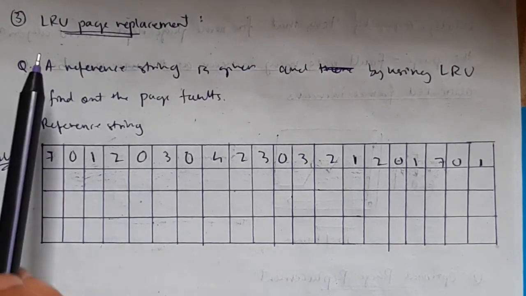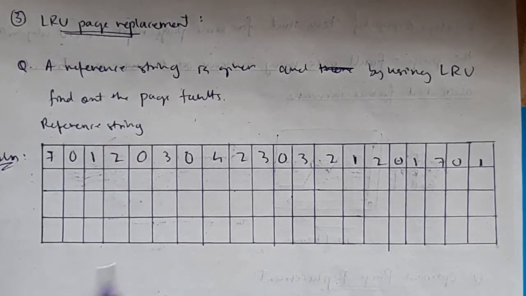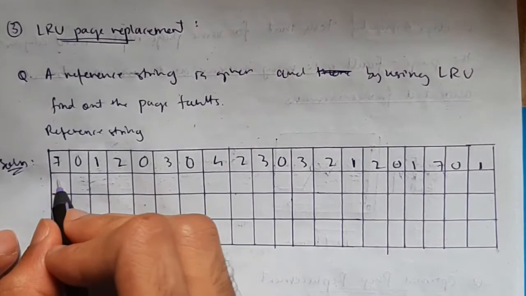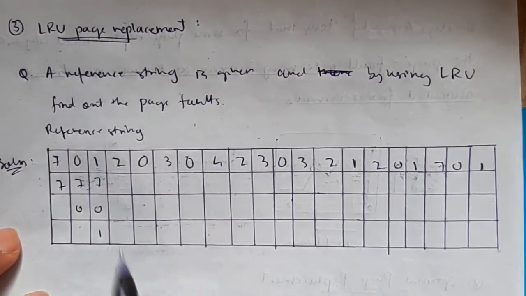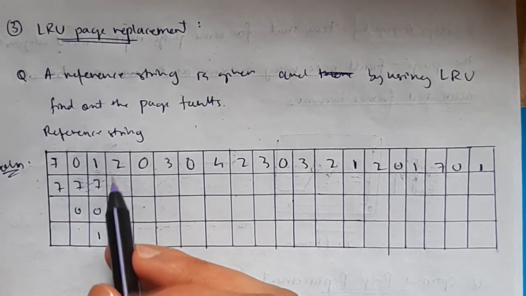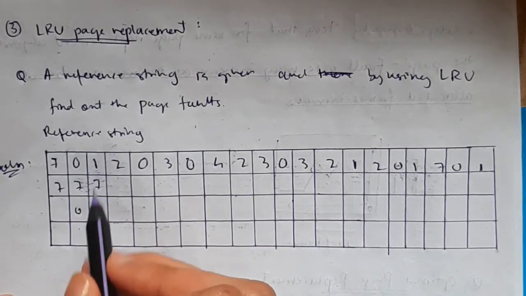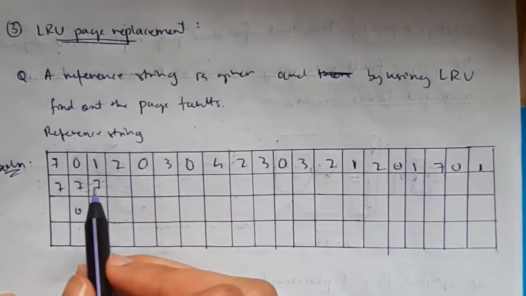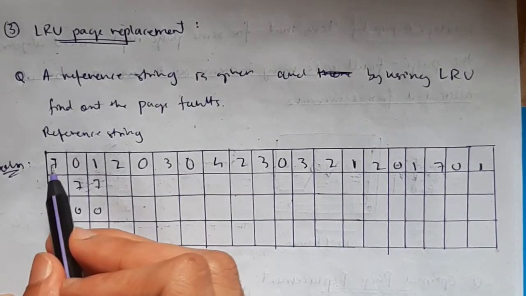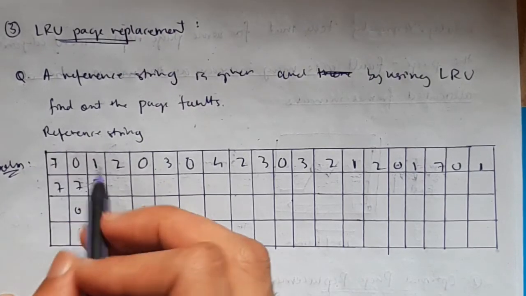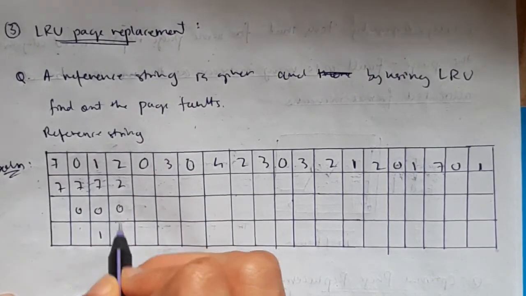This is LRU page replacement, which means least recently used. So we'll be doing the same thing here. 7, 7 0, 7 0 1. Now for inserting 2, what I have to do is see which one was least recently used. 1 was used here, and 0 and 7. So 7 was least recently used, so I'll replace 7 with 2. I'll write here 2 0 1.